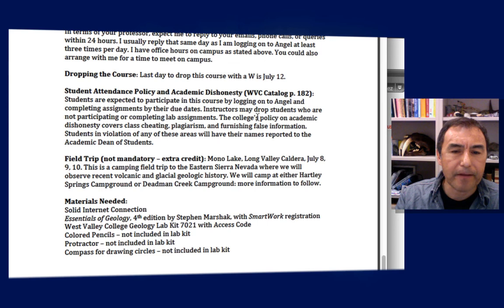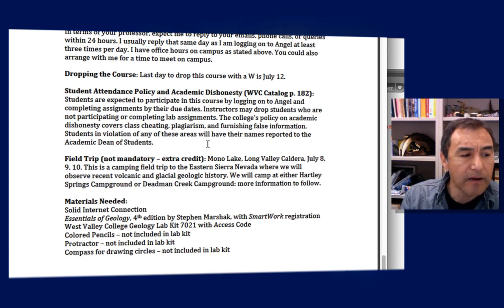And now, a field trip. This is a beautiful area of California, the Eastern Sierra Nevada. We're going out to the Mono Craters and Mono Lake. It's a very volcanically active region where volcanic eruptions probably occurred a little over 100 years ago. So we're going to see some fresh lava out there. It's not mandatory, and really, this field trip is about the only extra credit I offer.